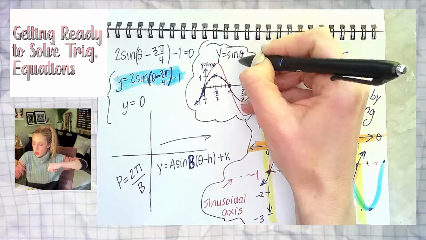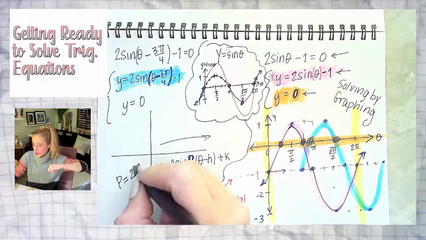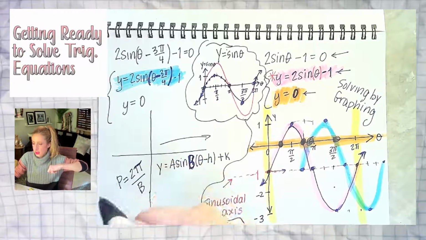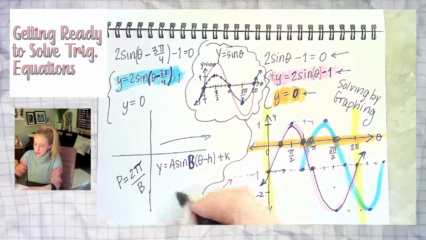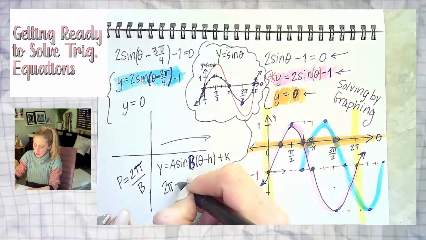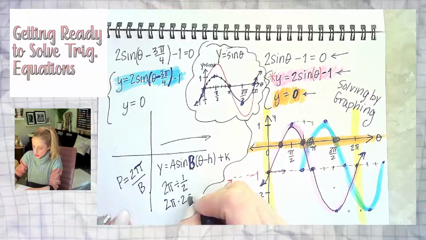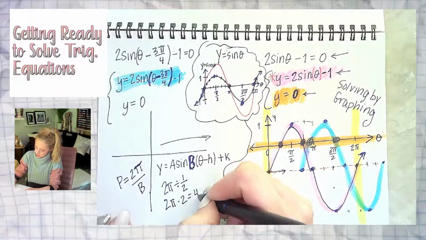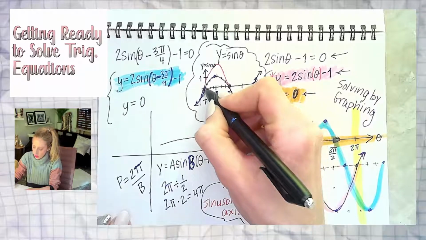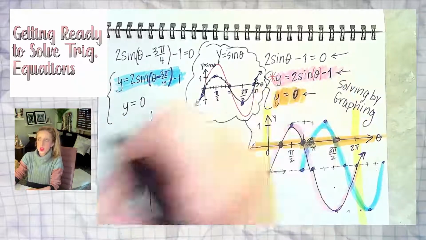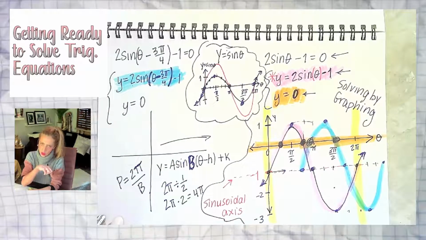So when that was a 1/2, what's 2 pi divided by 1/2 the same as? Two pi times 2, which is 4 pi. So instead of my graph going from 0 to 2 pi, it goes from 0 to 4 pi.